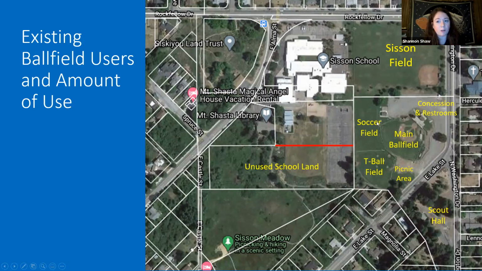Yeah, I can answer that. It's a softball and baseball delineation between those two fields. The one on the Sisson Field is more primarily used for softball.